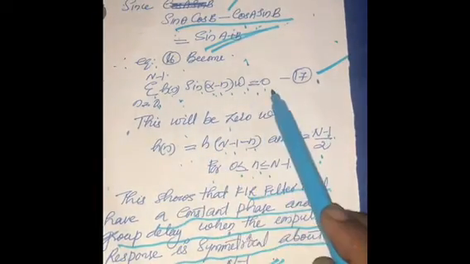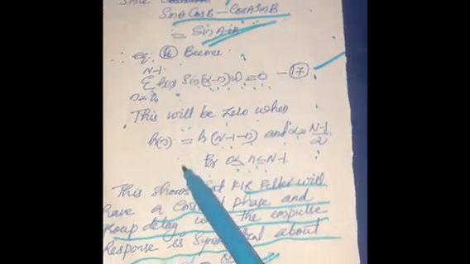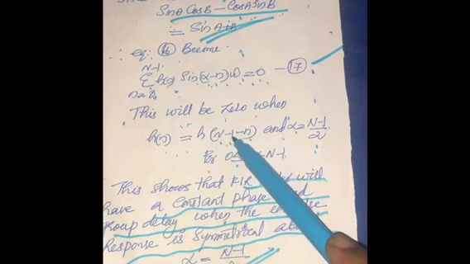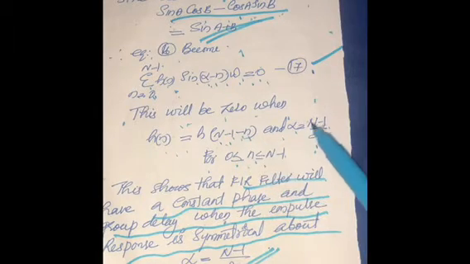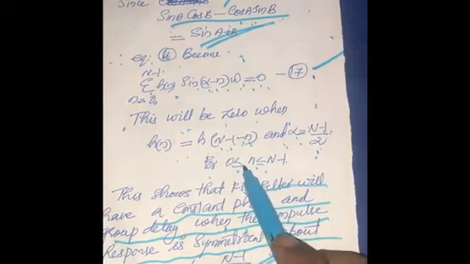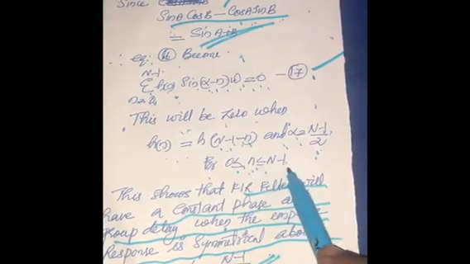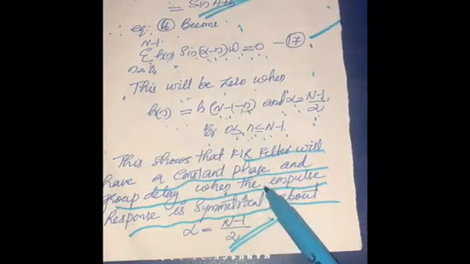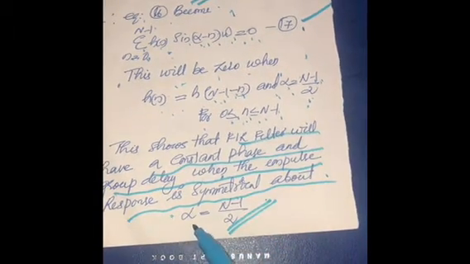This condition will be 0 when h of n is equal to h of N minus 1 minus n, and alpha is equal to N minus 1 by 2 for 0 less than or equal to n less than or equal to capital N minus 1. This shows that an FIR filter will have a constant phase and group delay when the impulse response is symmetrical about alpha equal to N minus 1 by 2.